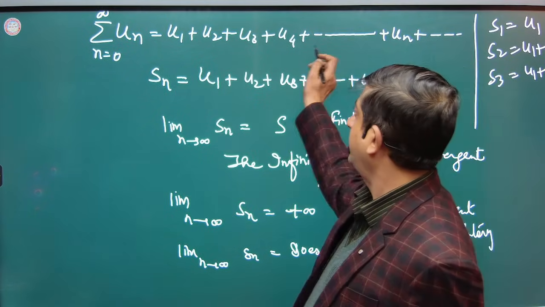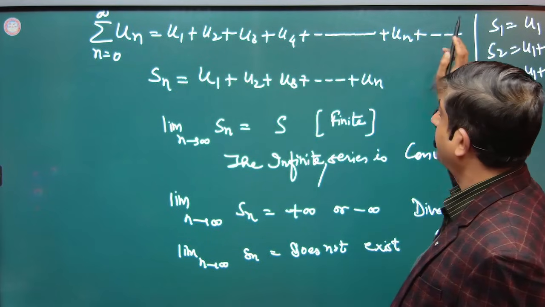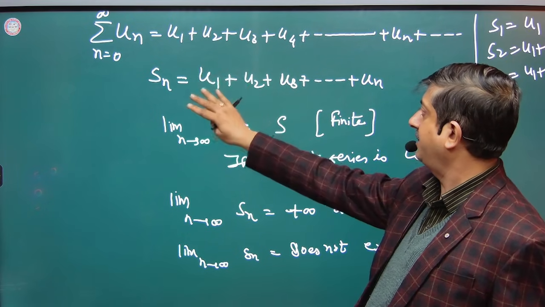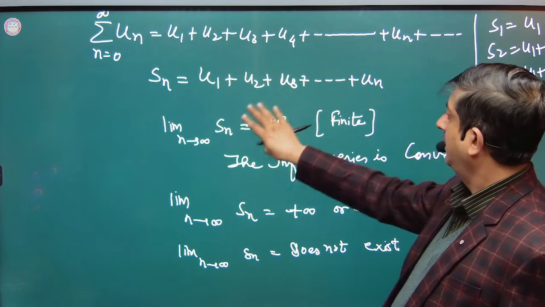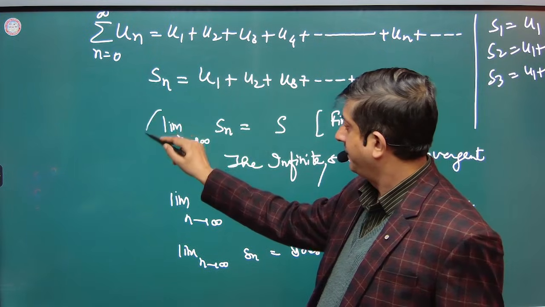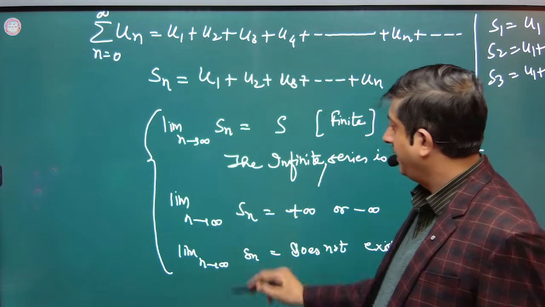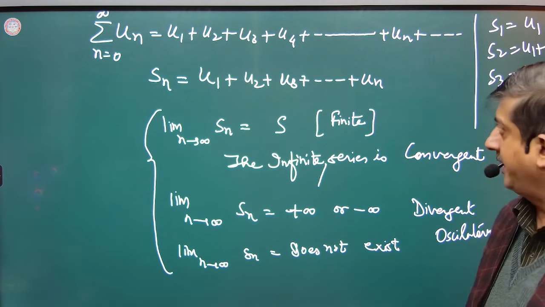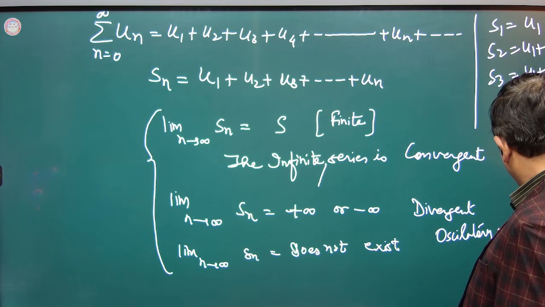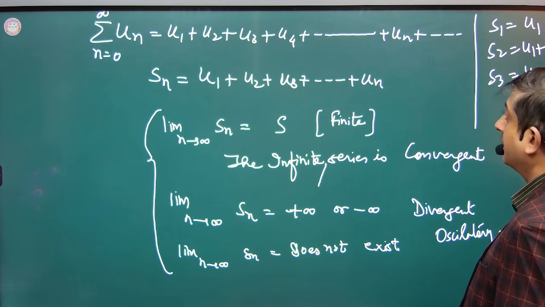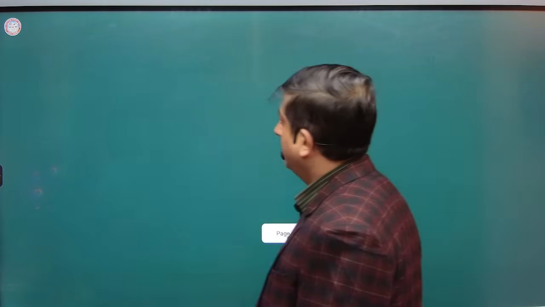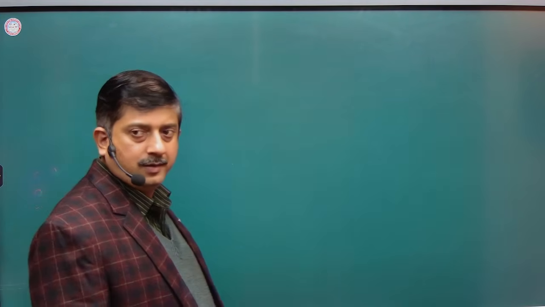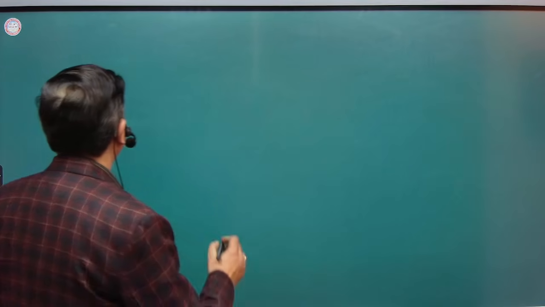So this is an infinite series, summation un. This is the n partial sum of n terms, Sn equals this. Then it is the formula. By using this concept, we can find the convergence and divergence of an infinite series. Now we take the next slide, page 2. Here in page 2, again we take a geometric series.